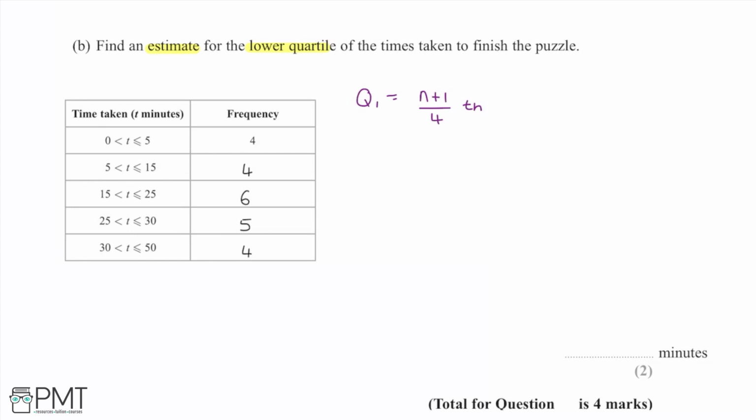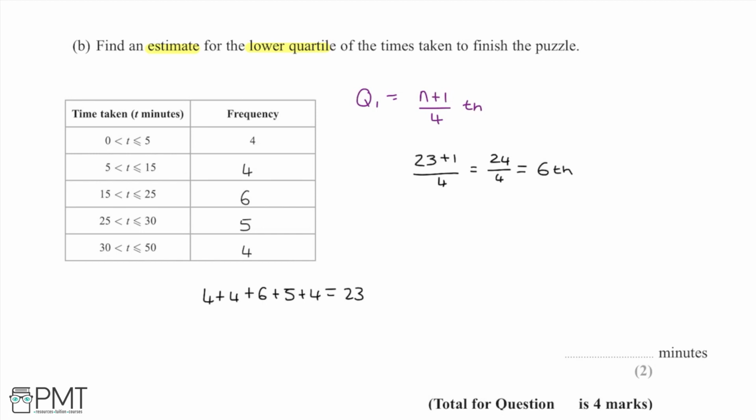And n here is basically the cumulative frequency, so the total number. If we add together all of the frequencies, this total is going to be n. In this case, this is the total number of people that took part in finishing the puzzle. So if we add all of the frequencies together, 4 plus 4 plus 6 plus 5 plus 4, we get an answer of 23. In order to find the lower quartile, I'm going to take 23, add 1 and divide that by 4. That's 24 divided by 4, and that means I want the 6th piece of data.